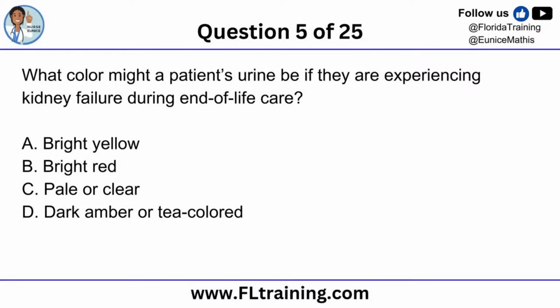What color might a patient's urine be if they are experiencing kidney failure during the end of life? A, bright yellow. B, bright red. C, pale or clear. D, dark amber or tea colored. Drop your answers in the chat and let me know what you think it is.